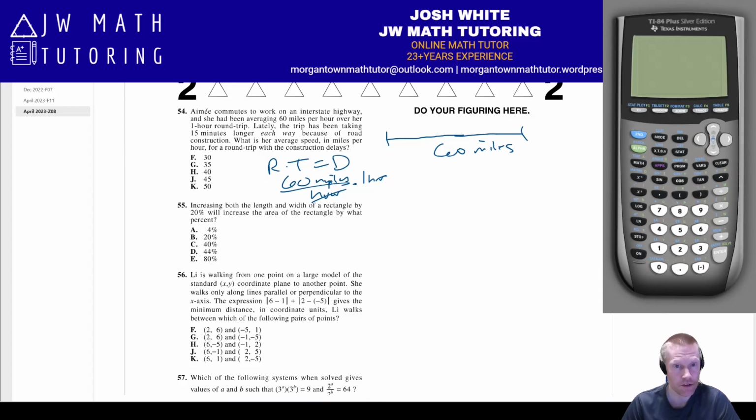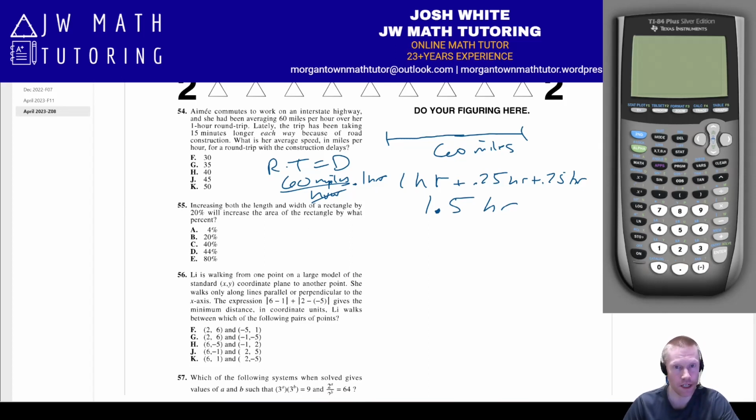Lately, it's been taking 15 minutes longer each way. That means the trip, which was previously taking 1 hour, is now taking 1.5 hours because you're adding 15 minutes each way, so a quarter of an hour, like 0.25 hours, and you're doing it twice. 0.25 hours plus 0.25 hours. So therefore, the total time for the new trip with these delays is 1.5 hours. Again, 15 minutes is the same as 0.25 hours because it's 15 divided by 60.